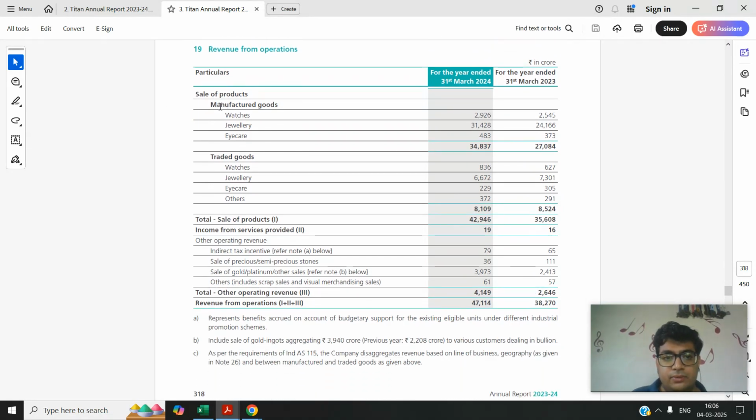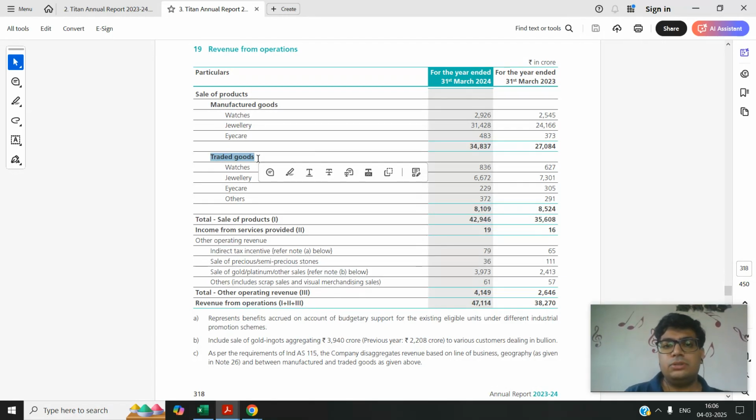And if you look, well, Titan's revenue is coming from sale of product. You have watches, jewelry, eye care, but there is two distinction here: manufactured goods and traded goods. Now what does this distinction mean? Manufactured goods are those goods for which you would go out in the market, purchase raw materials, using your expertise, convert it into finished goods and sell it.